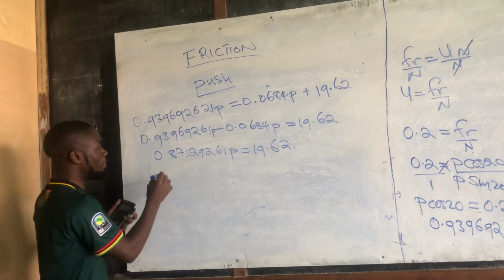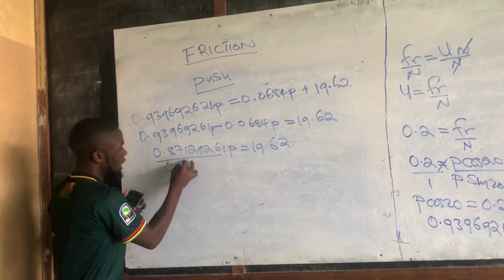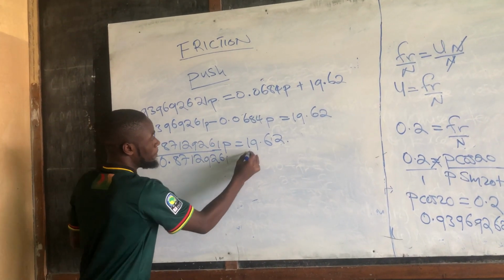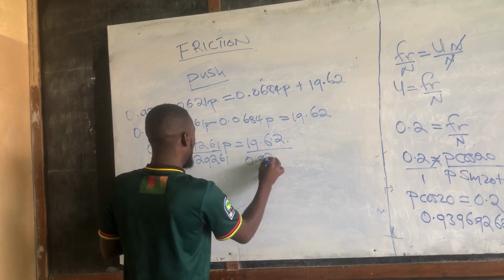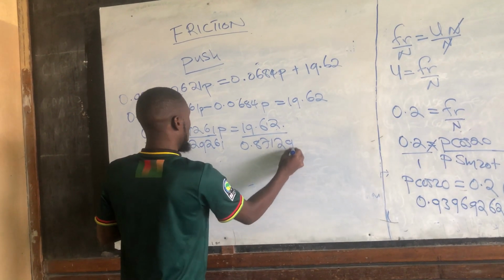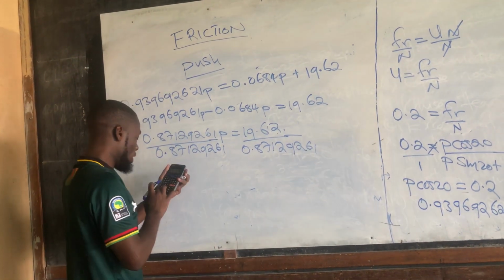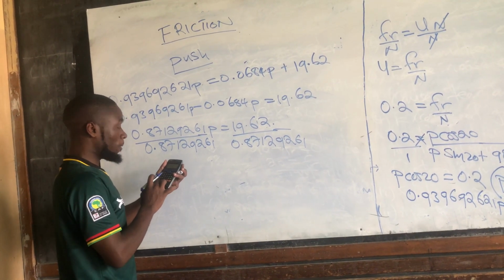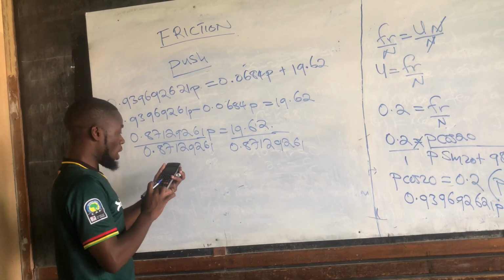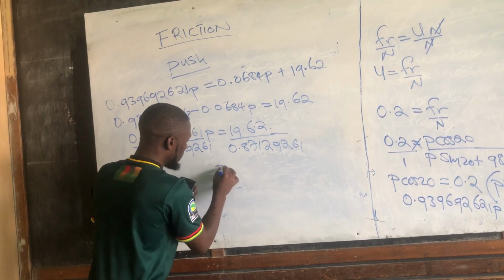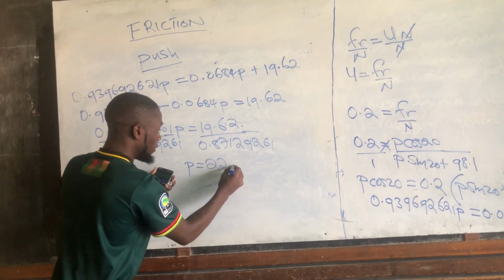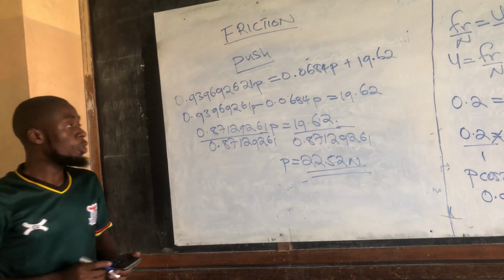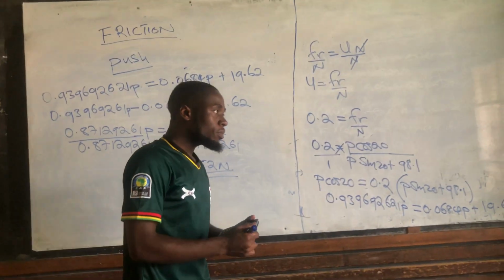Then what's next? We want to remain with p. Divide both sides by this one, 0.87129261. The same thing here, you divide 19.62 by 0.87129261. So the answer here is P equals 22.52 newtons in this case. Okay, as simple as that. So this is how you do calculations here.